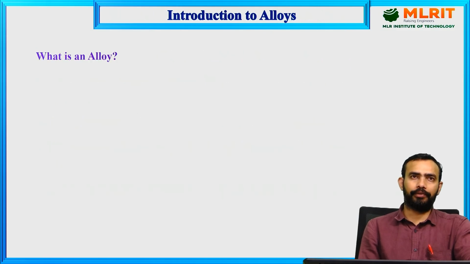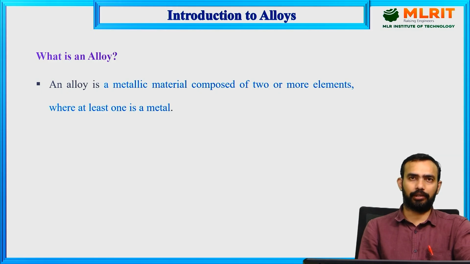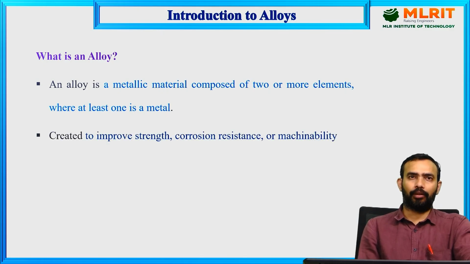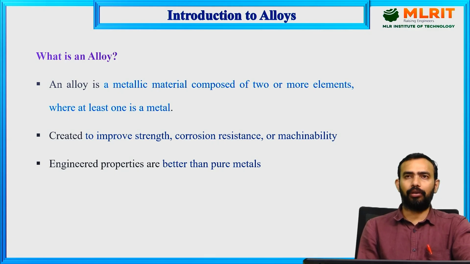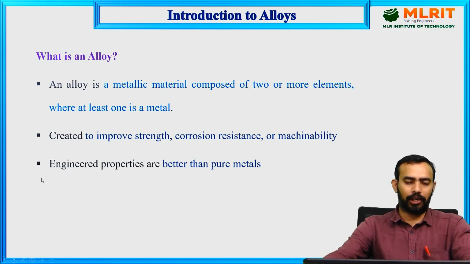If you recall how we had defined it, an alloy is a metallic material that is composed of two or more elements where at least one needs to be a metal. This is how we defined it in unit 2. Basically these alloys are created to get improved strength, corrosion resistance or machinability. Their engineered properties are better than the pure metals, we all know that. So alloys fall under this category. These are engineered materials, so their properties are always better than pure metals.